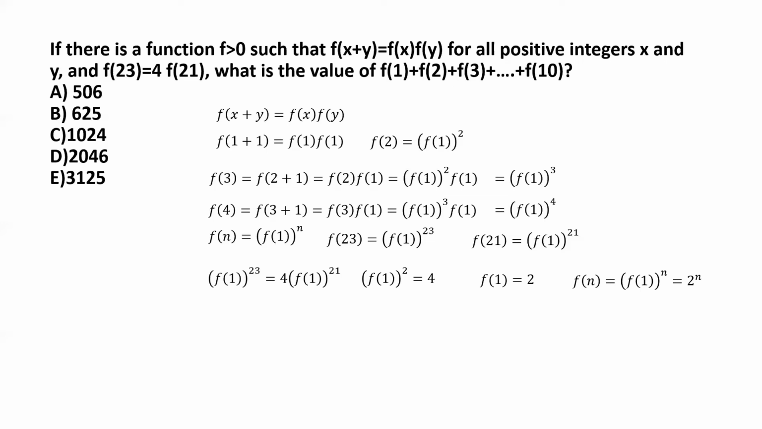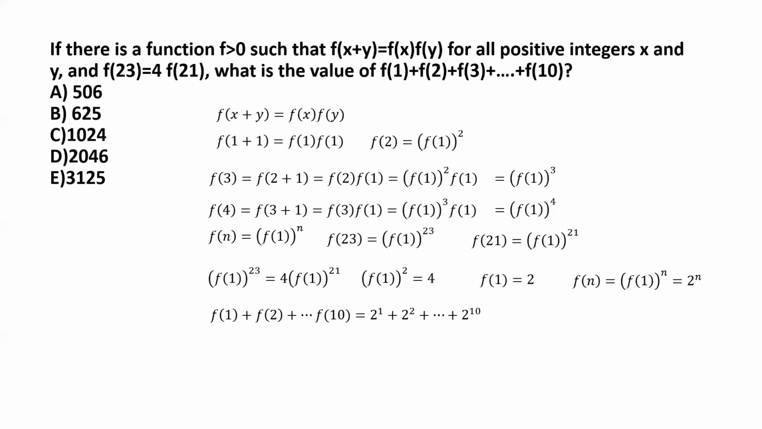Now we can find the sum of the series that we're given, which is f(1) plus f(2) all the way till f(10). If we write it out in terms of the exponents of 2, this will become 2 to the power 1 plus 2 square and all the way through 2 to the power 10. Now this series is a geometric progression. The first term is 2 and the common ratio is also 2.